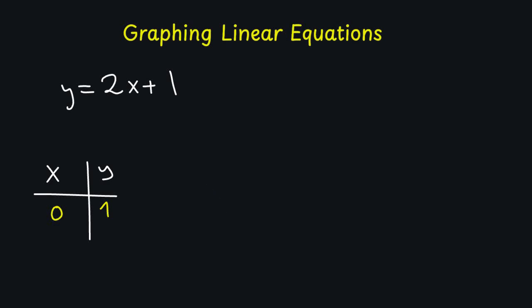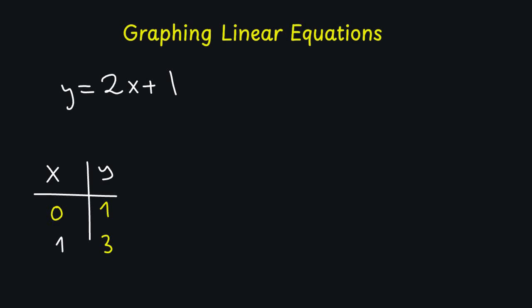My second point, let's say x is 1. So when x is 1, I will substitute 1 for x. So y equals 2 times 1 plus 1. So y equals 2 plus 1, so y equals 3. When x is 1, y equals 3. So now I have 2 points, (0, 1) and (1, 3).